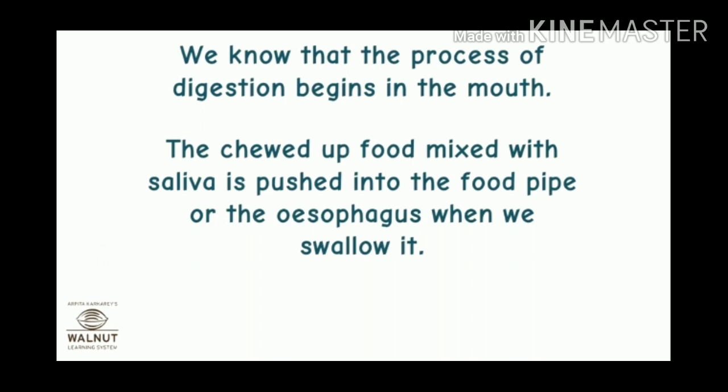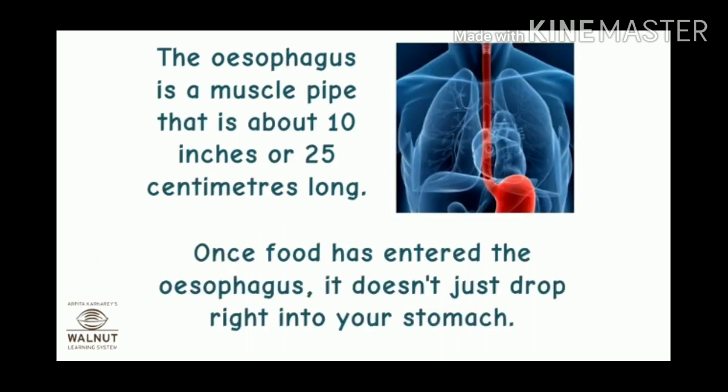It means the buccal cavity. The chewed up food mixed with saliva is pushed into the food pipe or the oesophagus when we swallow it. In the mouth, saliva contains salivary amylase which digests food. This oesophagus is a muscle pipe that is about 10 inches or 25 centimeters long. Students, oesophagus is also known as food pipe.